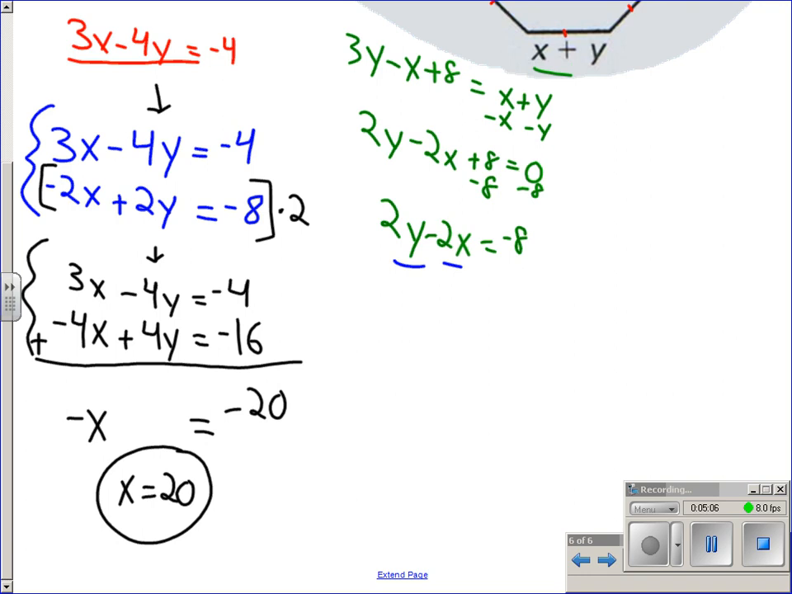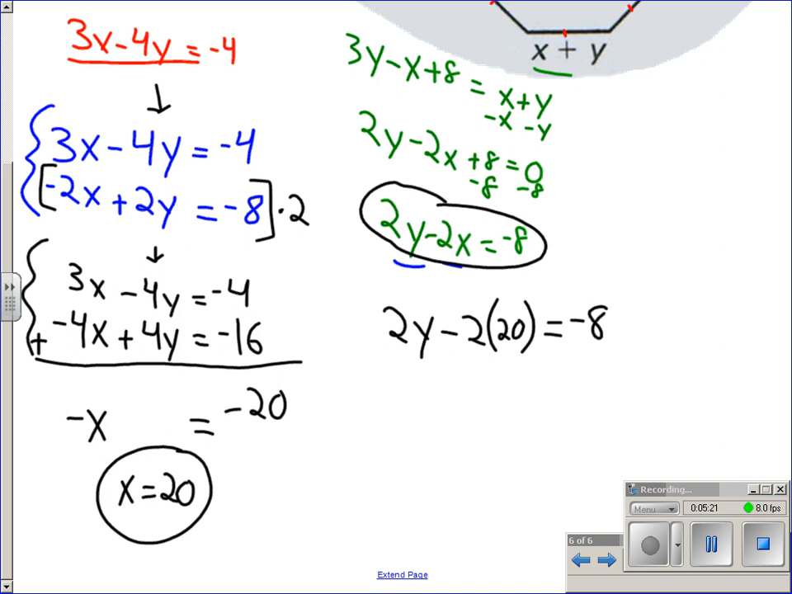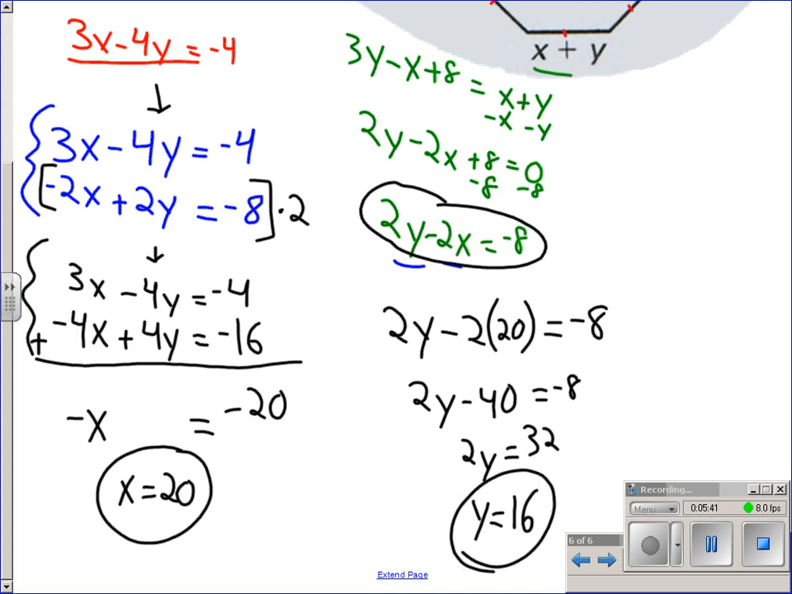To get the y value, pick one of your two equations. This one's already over here. So plug in the x value. We have 2y minus 2 times x. We just found x to be 20, equal to negative 8. Now we're just solving for y. So 2y minus 40 equals negative 8. Add 40 to both sides, we get a positive 32. Divide both sides by 2, we get y equals 16. And there's the other part of our answer.